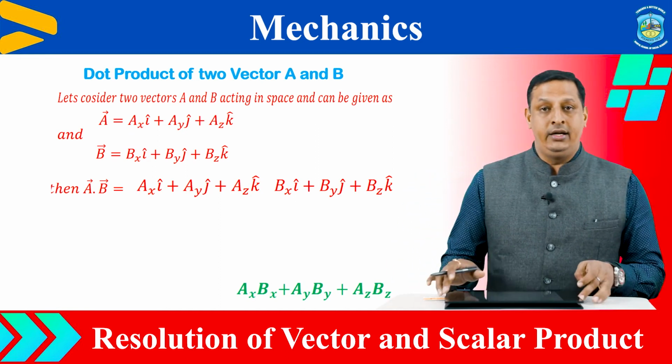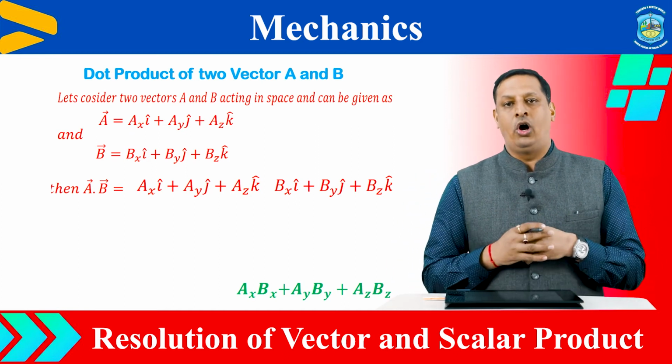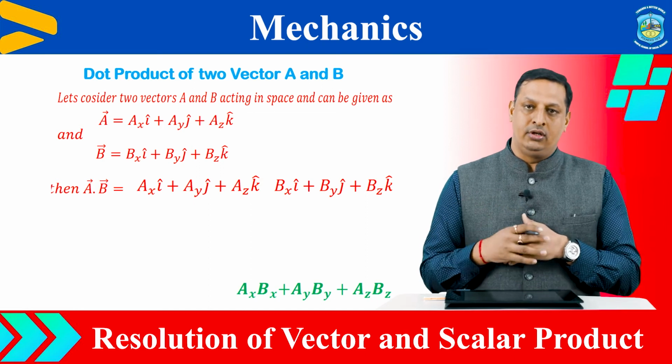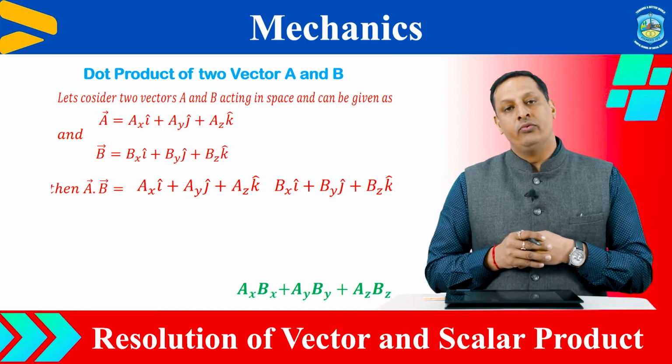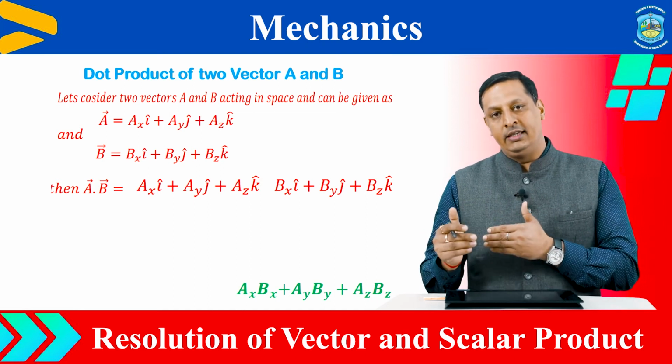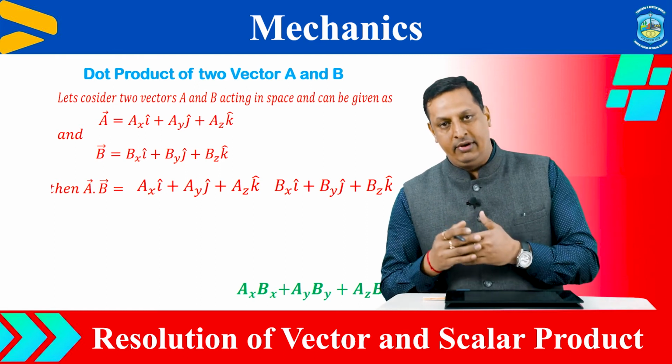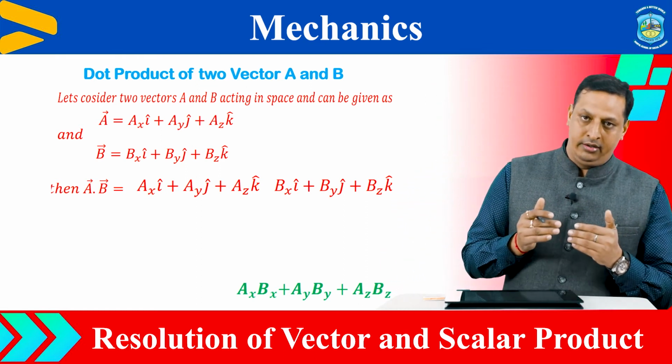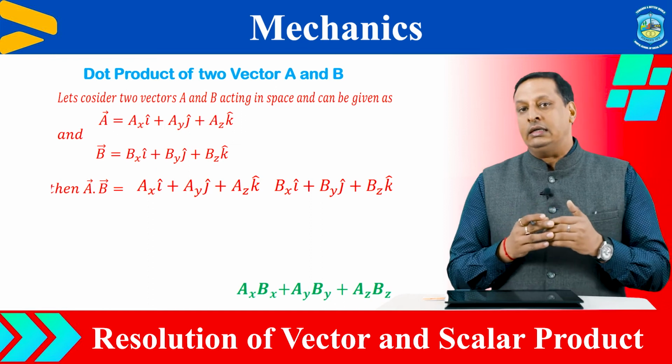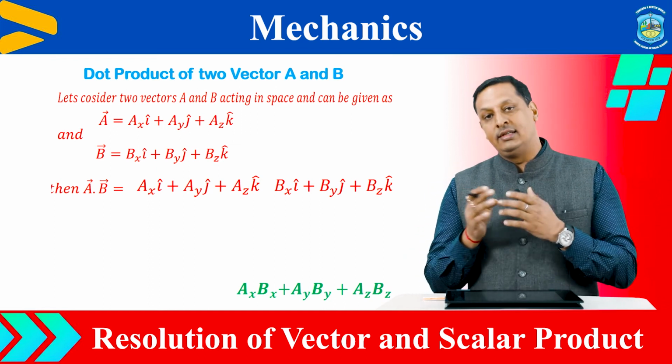Here in this slide, we have calculated the dot product of two three-dimensional vectors. One is vector A, which is taken as AxI plus AyJ plus AzK, where Ax, Ay and Az are its component vectors along the three axes, x-axis, y-axis and z-axis.